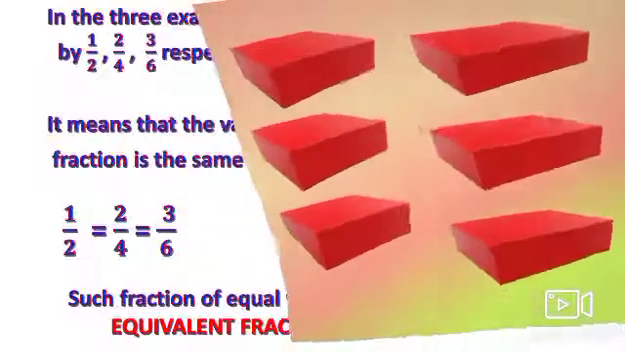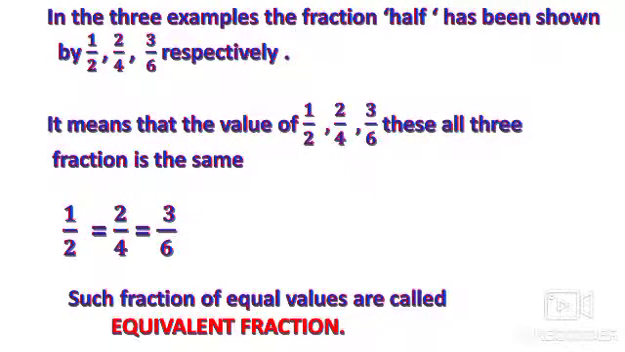Now, student, in the 3 examples, the fraction half has been shown by 1 upon 2, 2 upon 4, 3 upon 6 respectively. It means that the value of 1 upon 2, 2 upon 4, 3 upon 6, these all 3 fractions are the same. That means how are you going to write? 1 upon 2 is equal to 2 upon 4 is equal to 3 upon 6. Such fractions of equal values are called equivalent fractions.